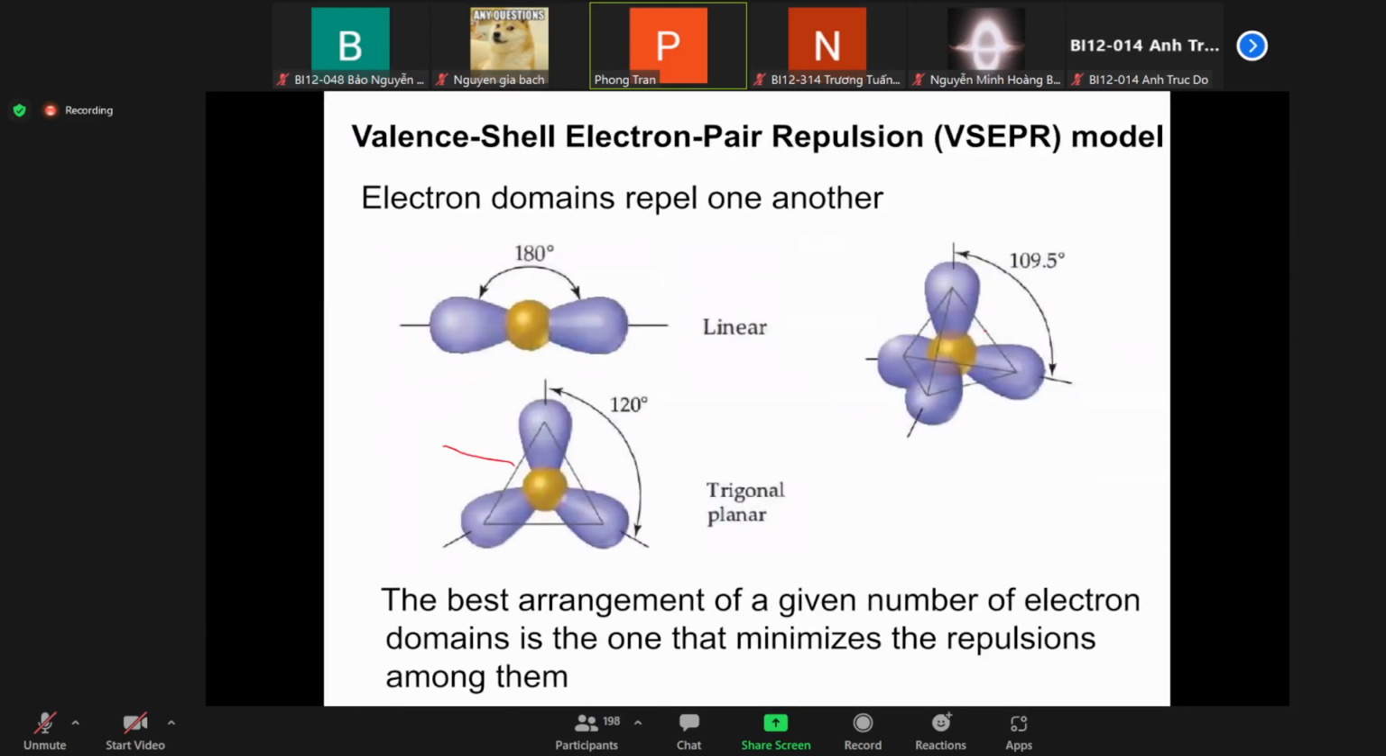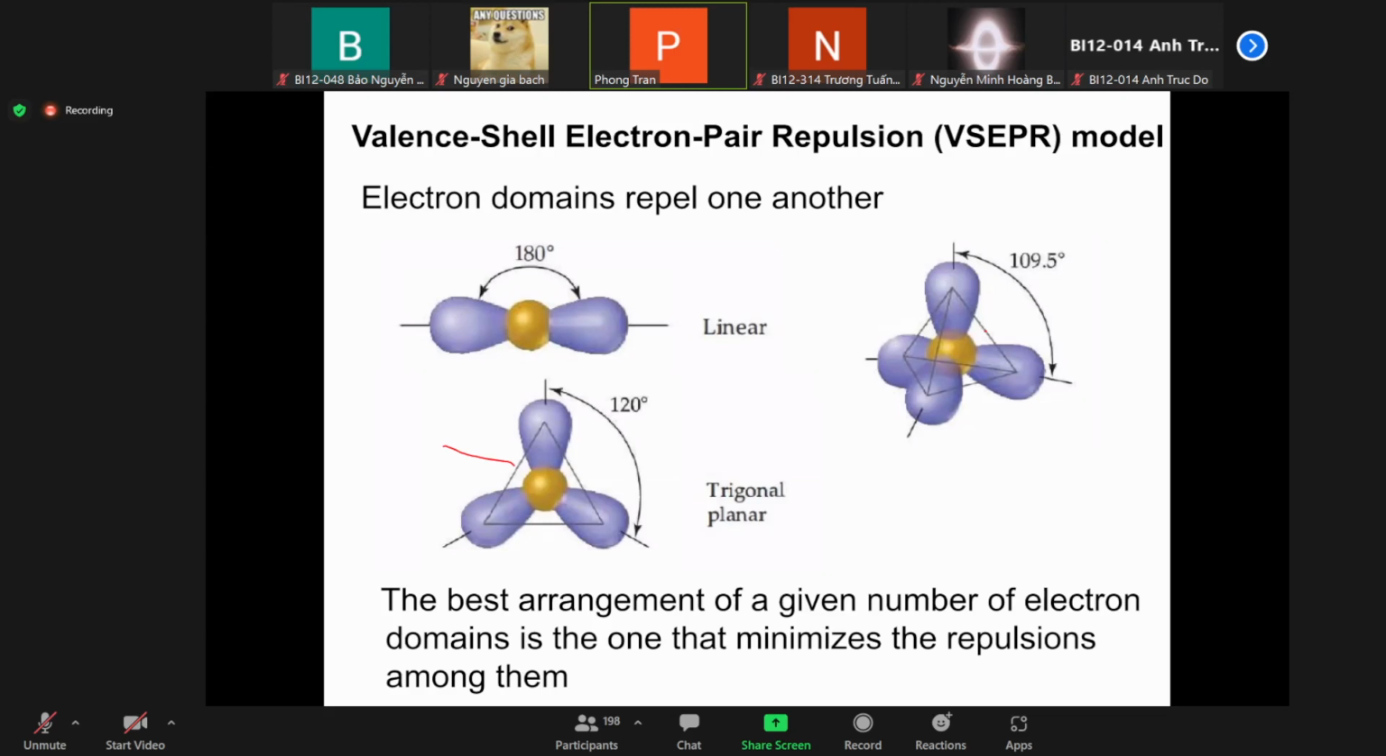Okay, now we move to the second concept. We call it the valence shell electron pair repulsion model, VSEPR. So we talk about the electron domain. Well, when you have an atom, you have a different number of valence electrons, and you use the valence electrons to make the covalent bond.